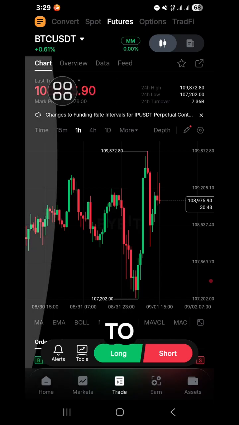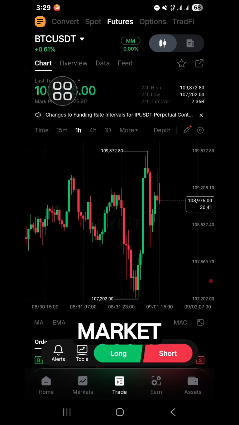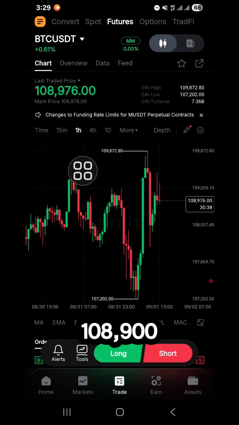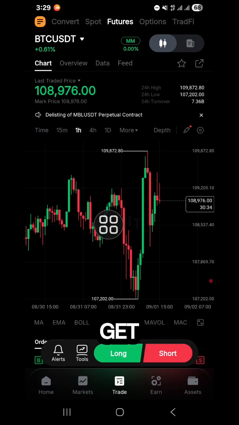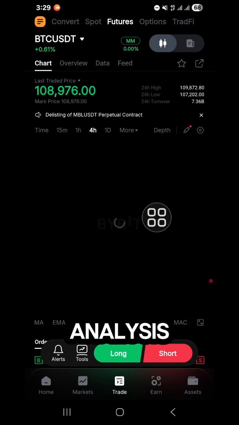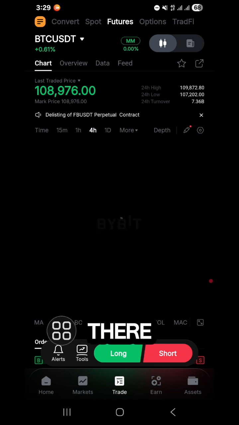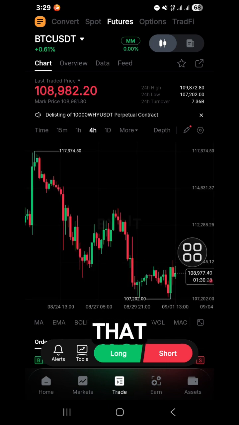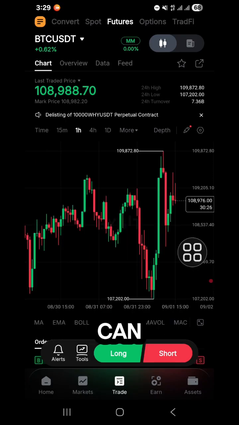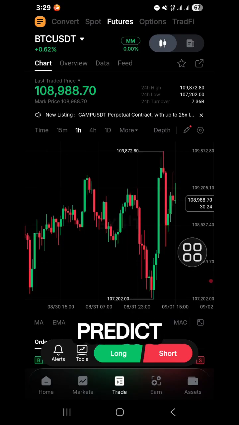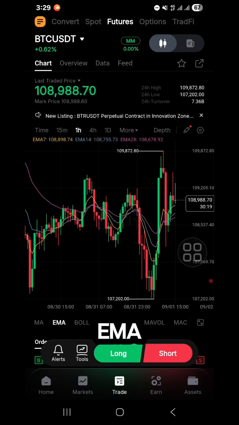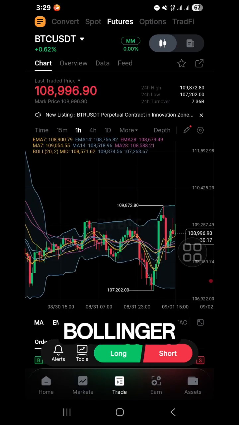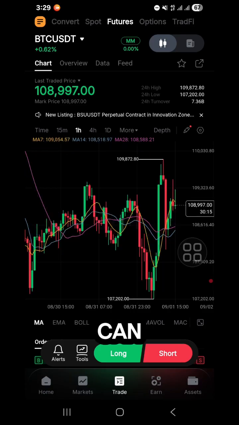This place is where you get to see the current market price of Bitcoin, which is $108,966. Here you get to see the charts. You can do your analysis. Below right here are some indicators that Bybit has put in. With these indicators, you can simply use them to predict the price movement. So you can see the EMA, the moving average, the Bollinger. You can choose to add them, or you can choose to remove them.